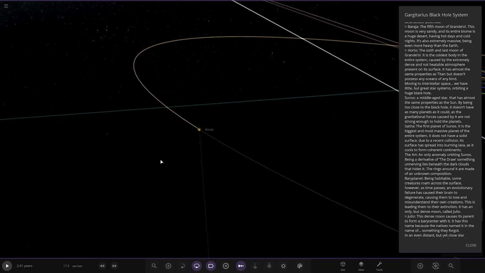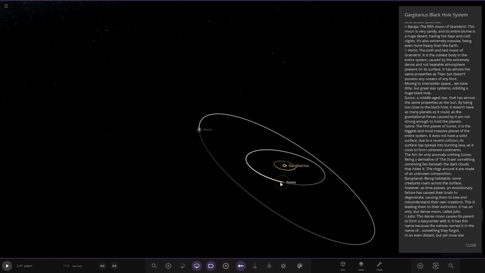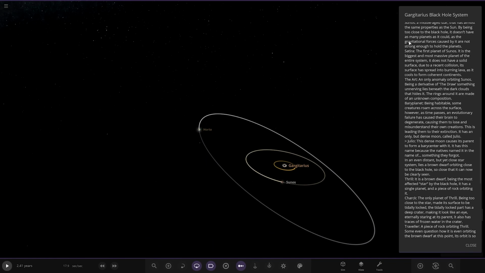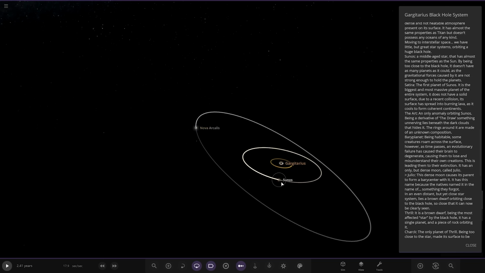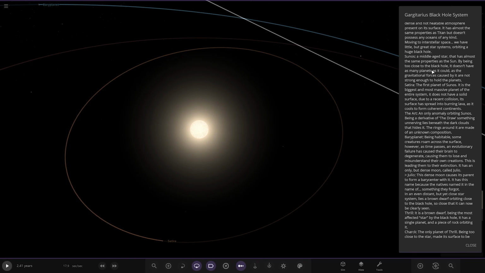Okay, so we're taking a jump now, moving to interstellar space. So, big jump. So, what's that? Next up, we've got Sunos over here. So, another star. Okay. A middle-aged star with almost the same properties as the Sun. By being too close to a black hole, it doesn't have as many planets as it could, as the gravitational forces cause it to not be strong enough to hold the planets.